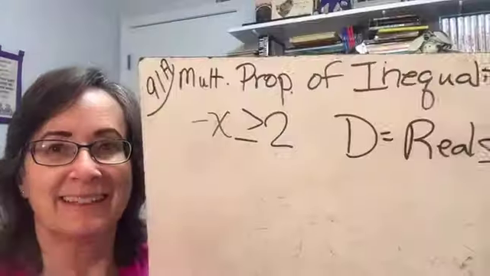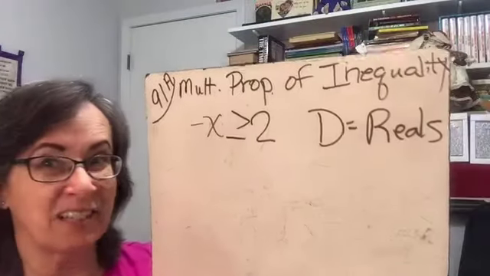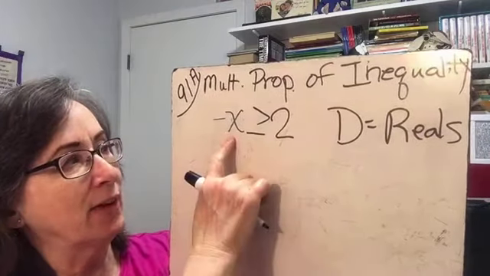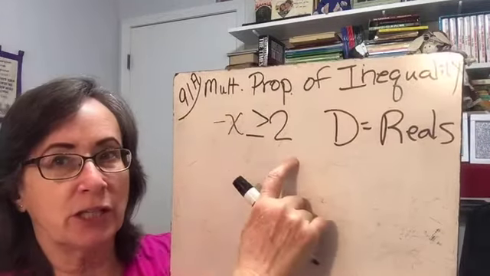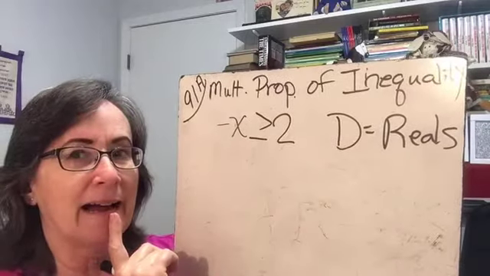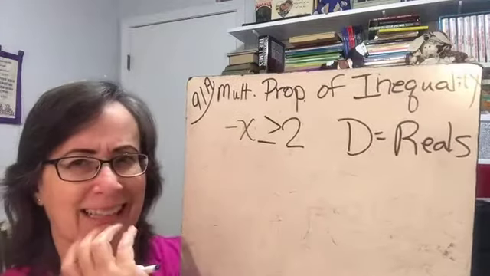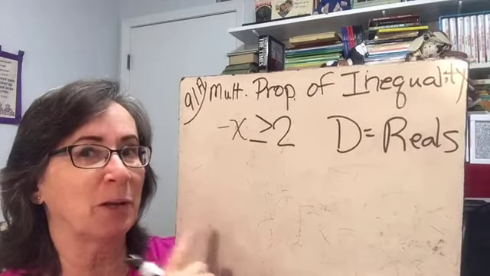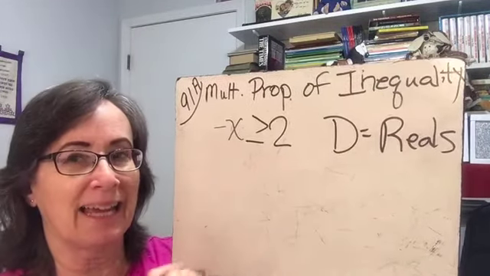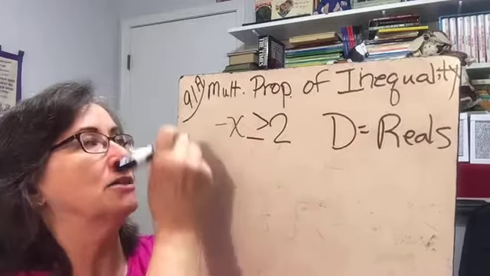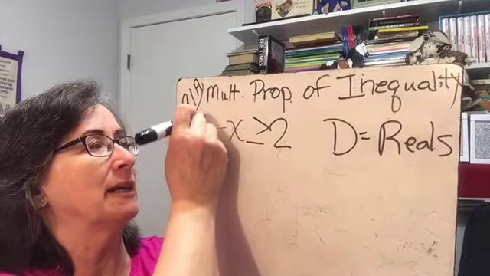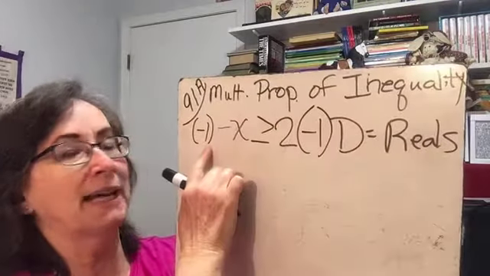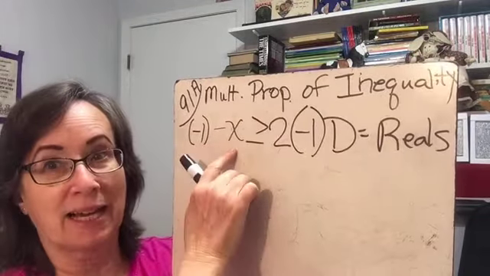That's all. Right, so now we're just going to graph these solutions. This is a pretty easy section. Negative x is greater than or equal to 2. Okay, now, I don't want negative x. I want x. So what I'm going to do is I'm going to multiply both sides by a negative 1. So if I multiply this side by a negative 1 and this side by a negative 1, then won't I get a positive x now?